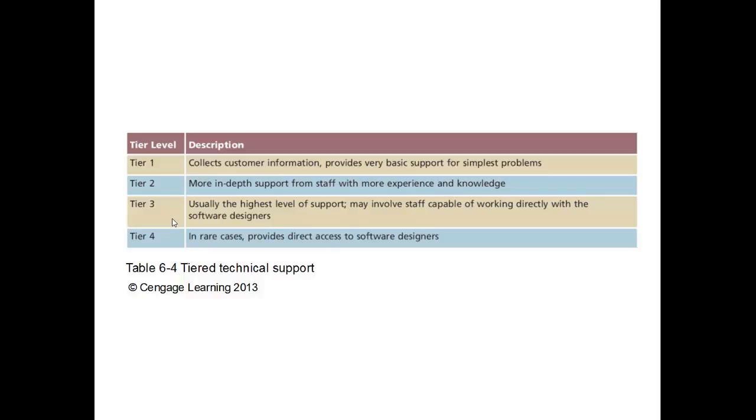This is usually the highest level of support. It may involve staff that's capable of working directly with the software designers. Then in very rare cases, it goes to Tier 4, which will provide direct access to the software designers themselves.